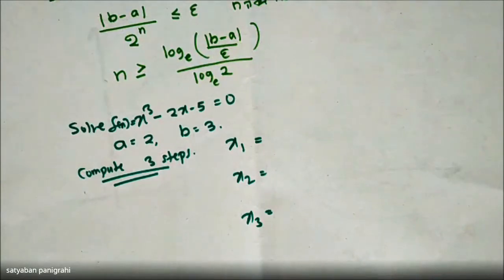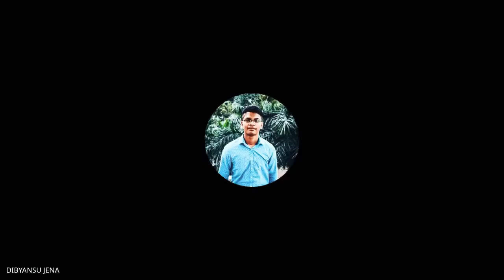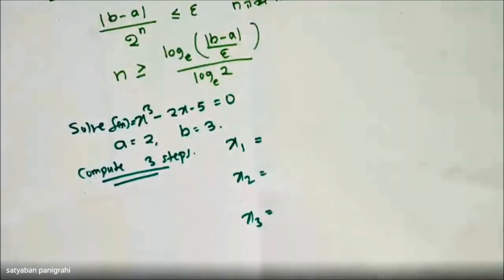The function is x cube minus 2x minus 5 equal to 0. Take a equal to 2 and b equal to 3 and compute 3 steps to find the values of x1, x2, x3. Everyone getting what I'm saying? Yes, sir. Just try to solve. Otherwise, I am going to solve.